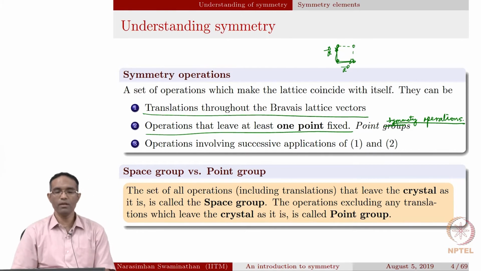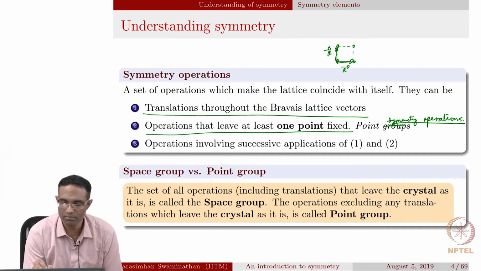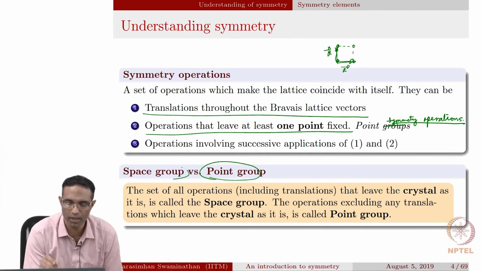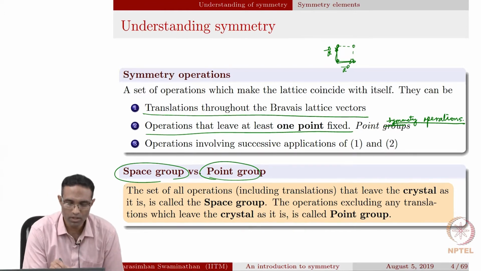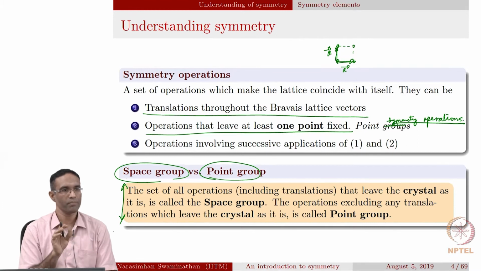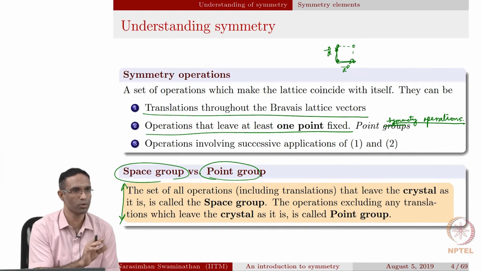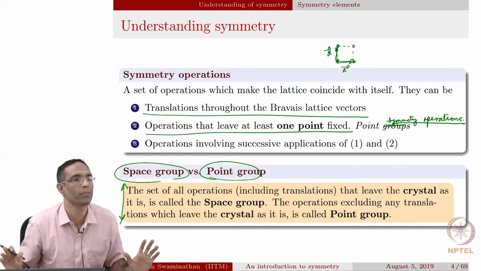So I just gave you a very quick definition of how a point group may be obtained from a space group, but we will have to look into a little bit more detail to see what this exactly means. But you should understand that a point group can always be obtained from a space group if I remove from it all translation related symmetry operators.